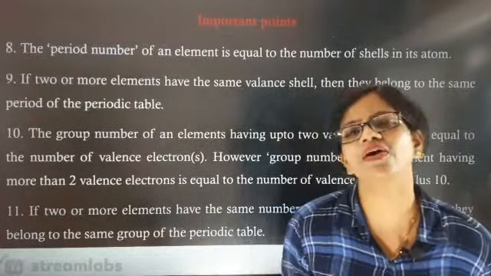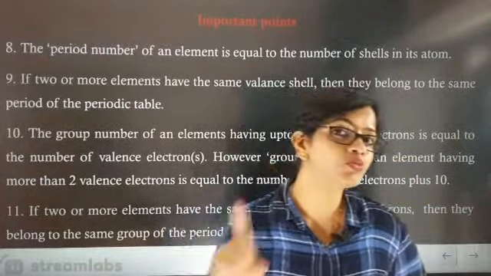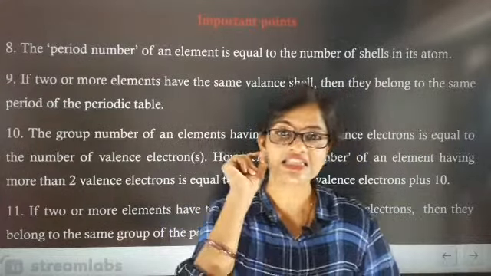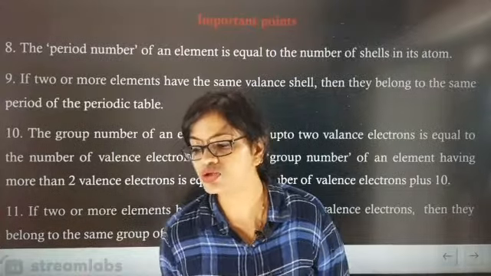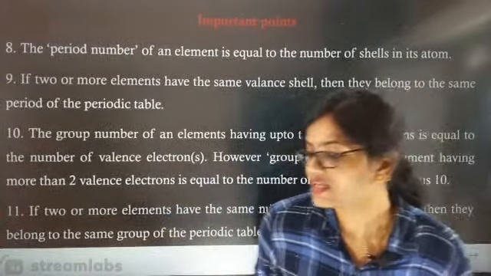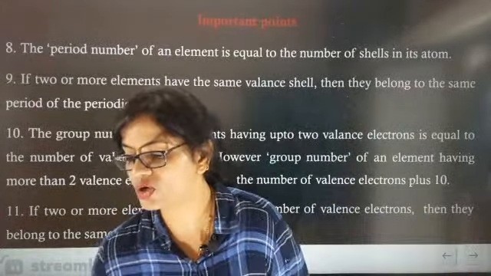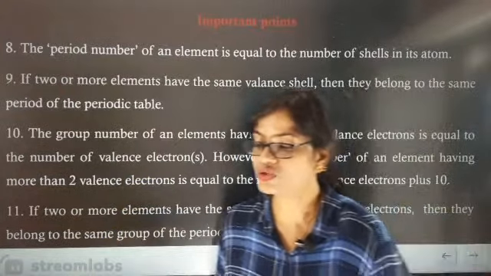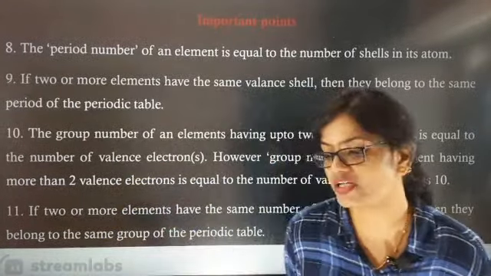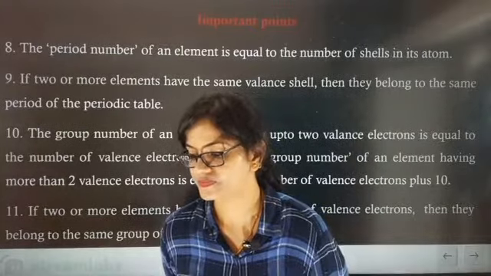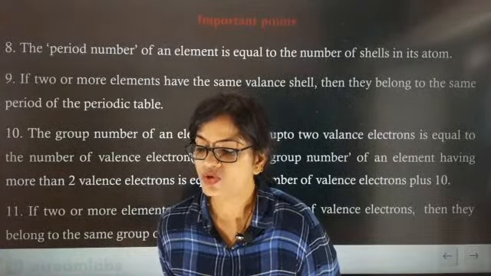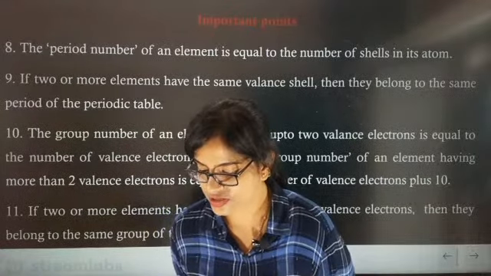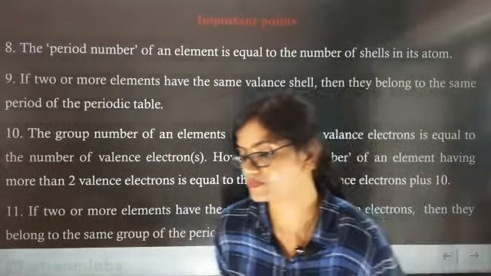Everyone come on, tell me one thing. If the outermost orbit has 6 electrons, then what is the group number? Come on, quickly tell me. If the outermost orbit has 6 electrons, then what is the group number?